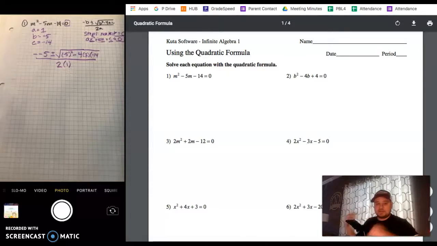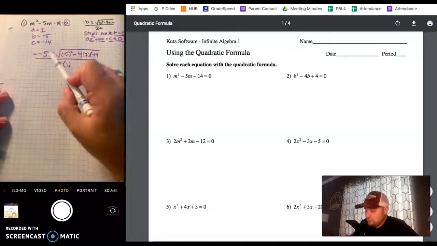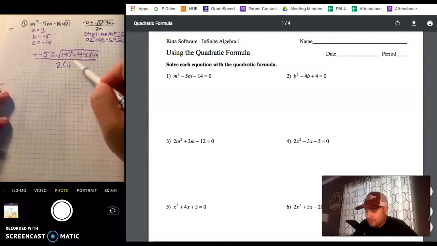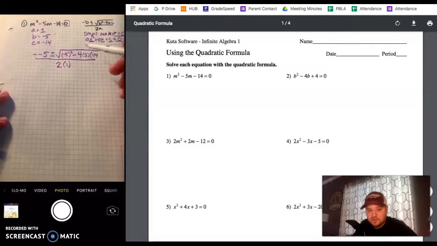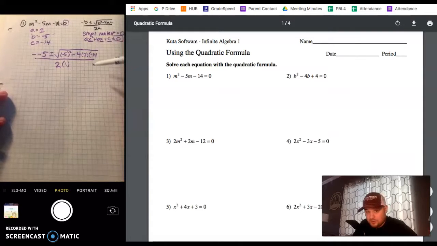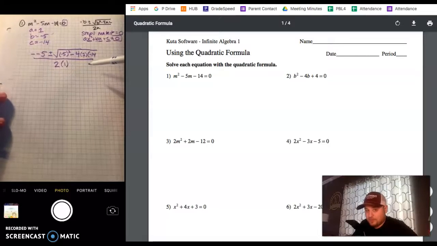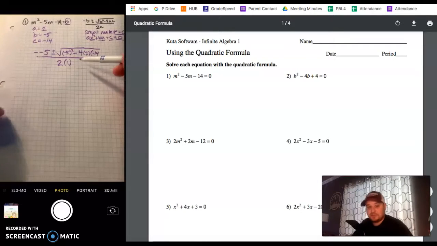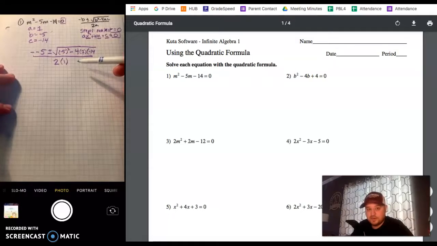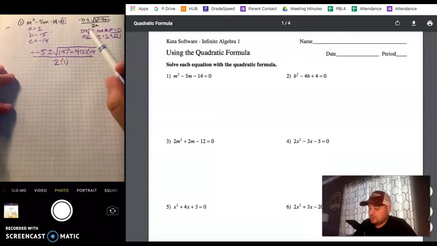This technically is correct, right? Because it's all numbers. We don't have any x's or m's or anything left in here. If you have a graphing calculator at home, you could type this into the calculator and get an answer. Unfortunately, the answer will be a decimal. We don't usually like to work with decimals here. We like to simplify the radical like we did last week on your second assignment. So let's go ahead and start to simplify.